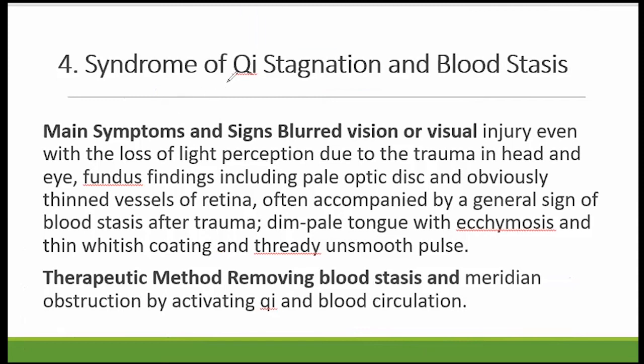Then we go to the patient's condition: qi stagnation, and then causing blood stasis. That's the condition we're talking about. Qi not moving, blood not moving. So qi stagnation causes blood stasis. So still, vision decreases, or maybe losing some special kind of color, or maybe couldn't see the light. In this pattern, possibly the patient had trauma before, trauma in the head or maybe in the eyes.